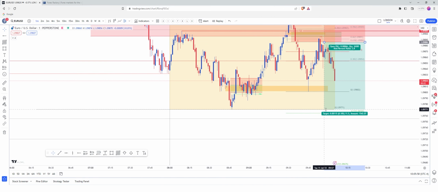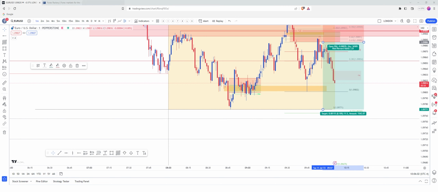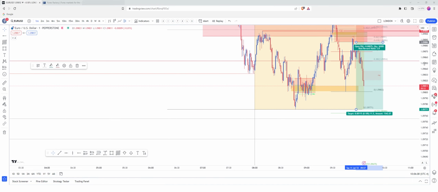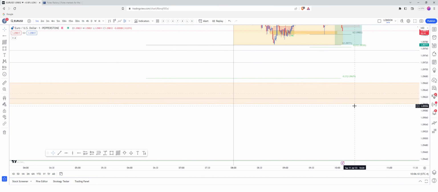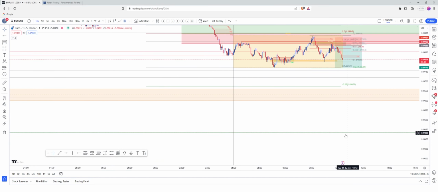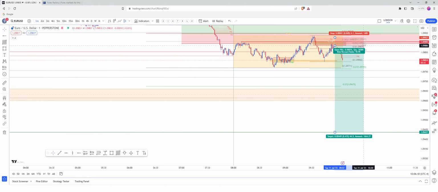We're targeting wherever you want to target, if I'm honest with you. Potentially 2.8R, which is probably where I will go for. You could let this run until the liquidity down here, which would be 10.9.